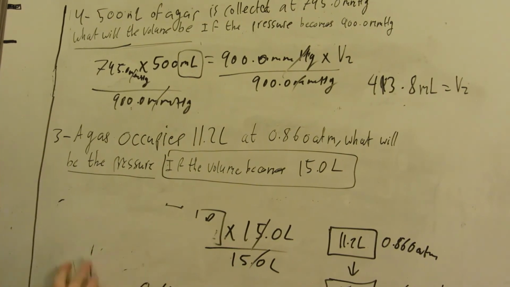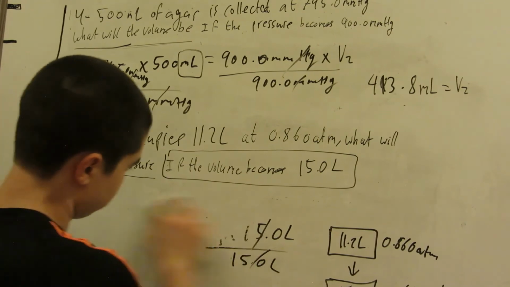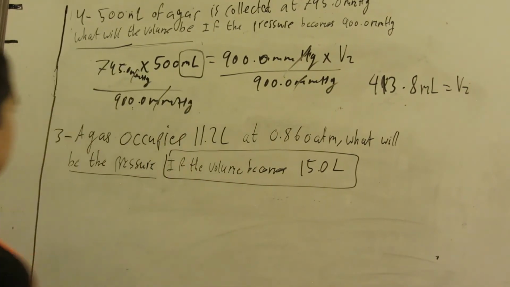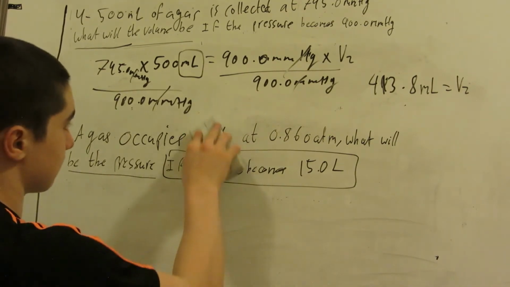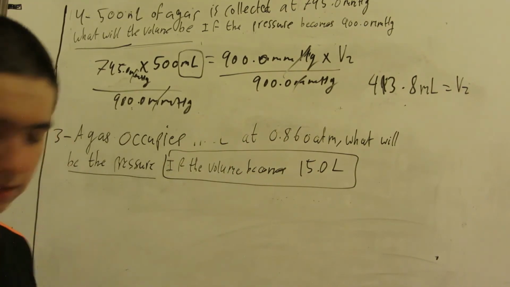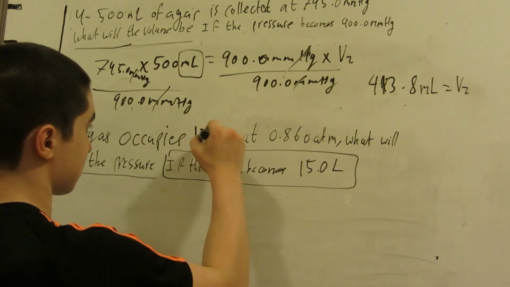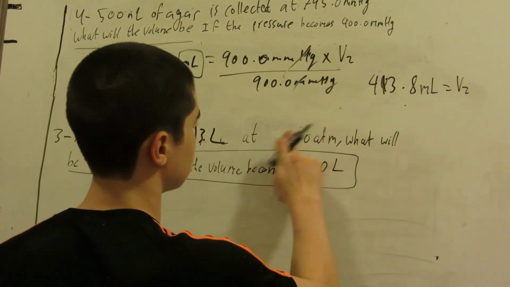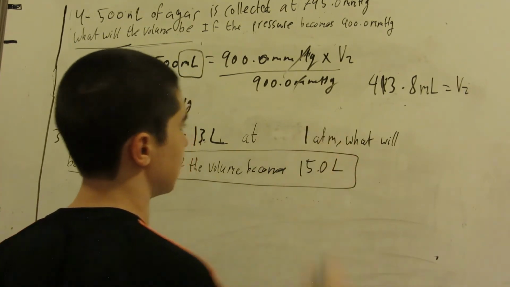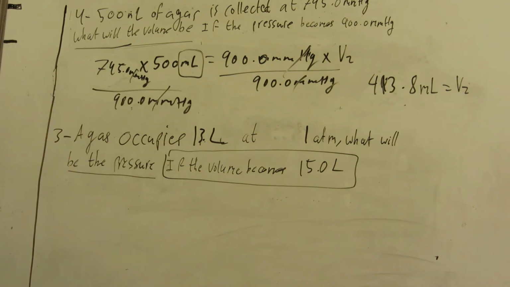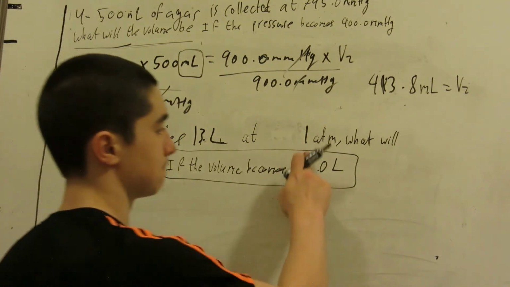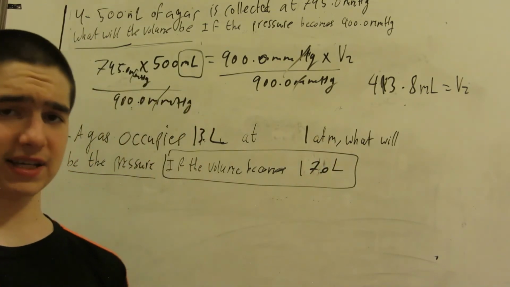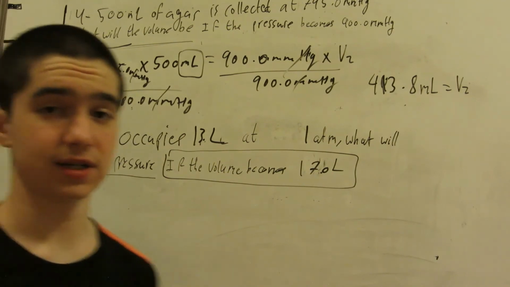Let's delete that so we can have space. We want to have some space. So let's say a gas occupies 13 liters at 1 ATM pressure. What will be the pressure if the volume becomes 17.0 liters?